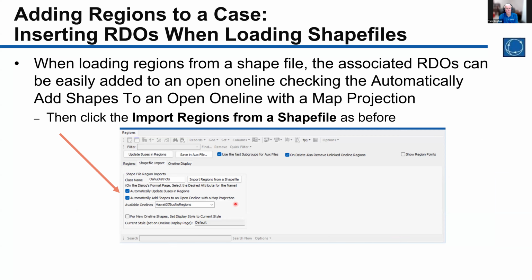Okay. We tried to make this as automatic as possible, recognizing that a lot of people are going to insert data from shape files. When you insert a shape file, you can also automatically set up the shapes. There's an option in the shapefile import that says automatically add shapes to an open one line with a map projection, and it will, when you import stuff, add shapes to it.